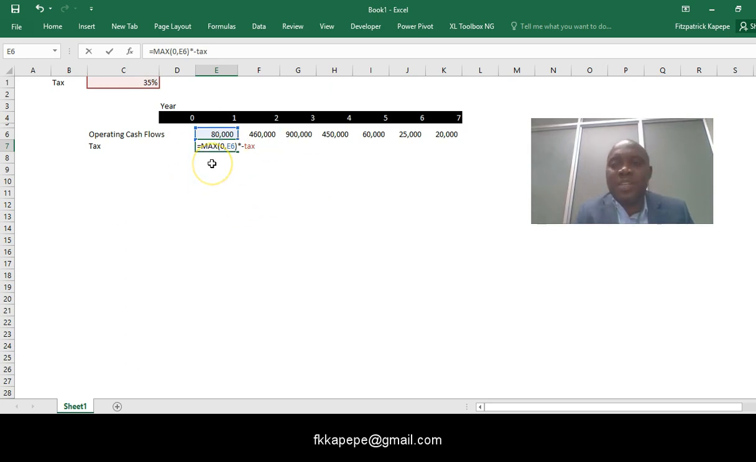So this formula that we put there, it's a validation of some kind that if the operating cash flows are negative, or it's an outflow, it should not compute tax. So if it's negative, the maximum will be 0, so it will be 0 times the tax rate, and you still get 0.